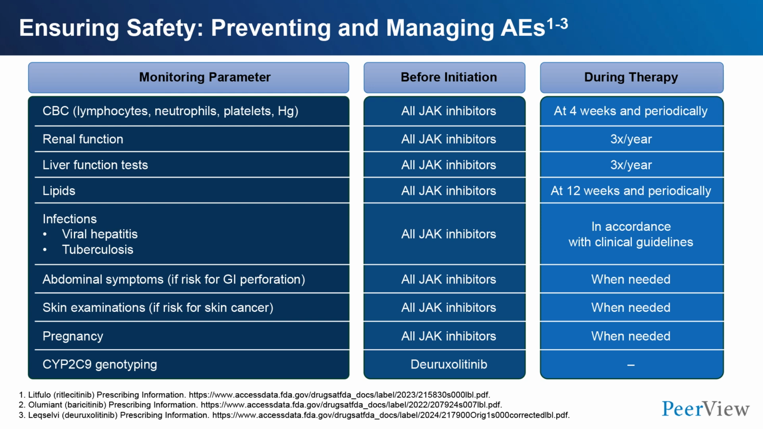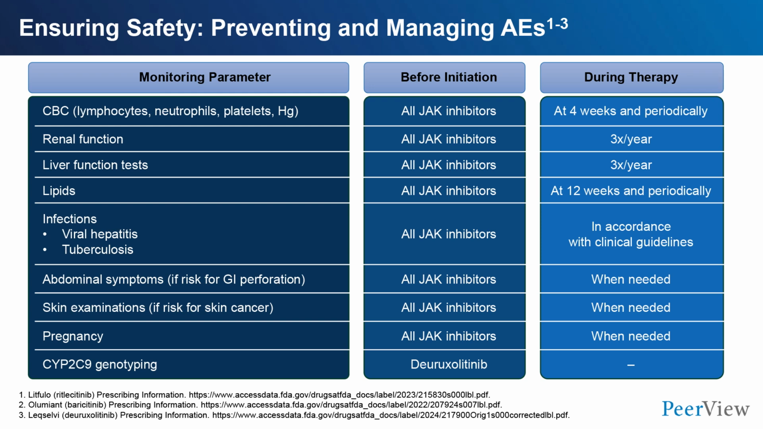At this time, we are not treating pregnant patients at any point with JAK inhibition. Make sure that your patients are not pregnant when starting the drug and that they don't become pregnant while on therapy. And interestingly, only ruxolitinib has this monitoring of CYP2C9 genotyping. So as you can see, not much to do, and it's certainly not very complicated: doing baseline labs and then a few times a year.